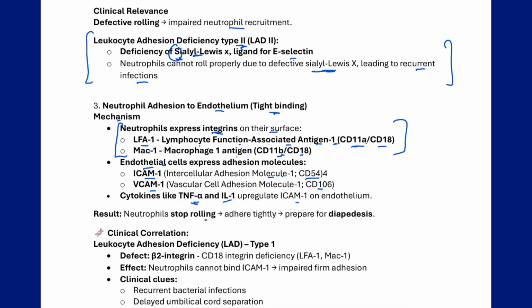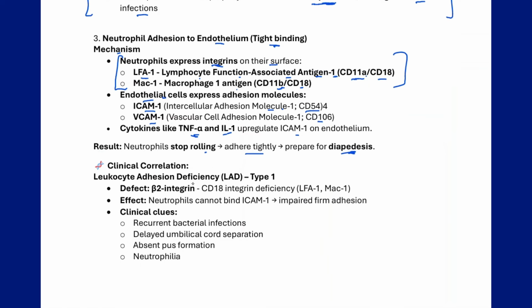So neutrophils stop rolling and adhere tightly, and now prepare for what? Migration, which is what we call diapedesis. What if somebody has a problem with their integrin, which is what we call leukocyte adhesion deficiency type 1? The way I remember it, integrin looks like 1, so type 1. Remember, Sialyl Lewis X is going to be type 2, but integrin is type 1. So it's a defect in beta 2 integrin, whereby there is CD18 integrin deficiency.